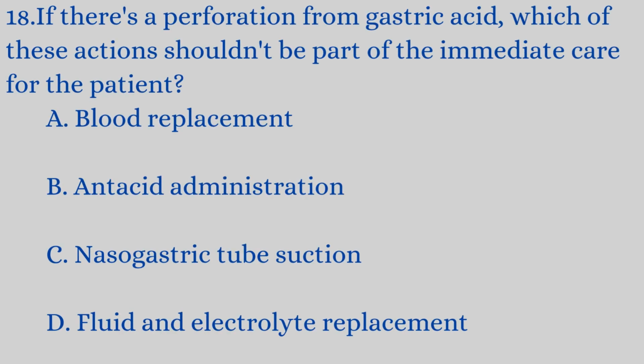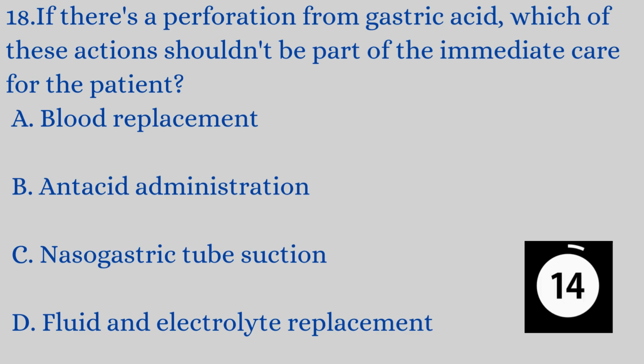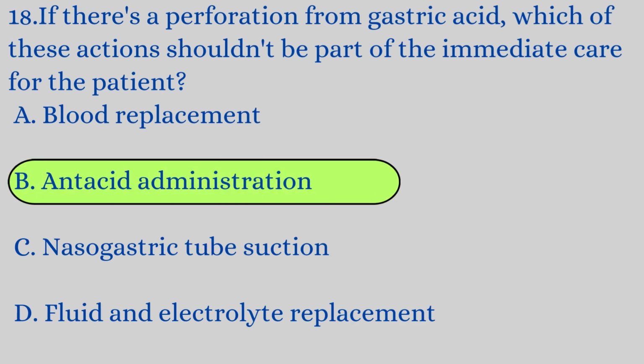18. If there's a perforation from gastric acid, which of these actions shouldn't be part of the immediate care for the patient? A. Blood replacement. B. Antacid administration. C. Nasogastric tube suction. D. Fluid and electrolyte replacement. The answer is B. Antacid administration.